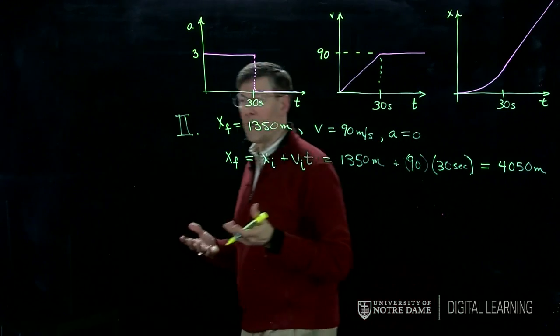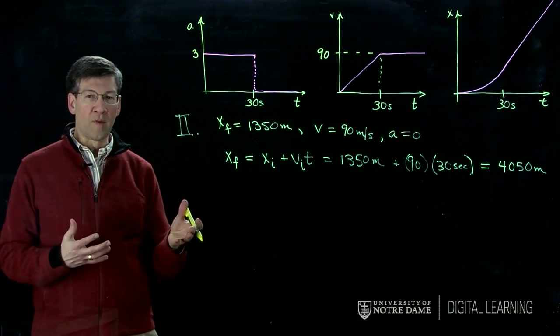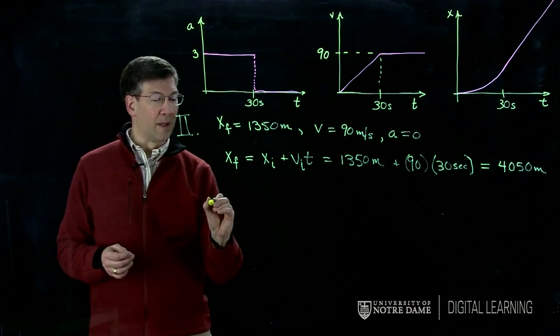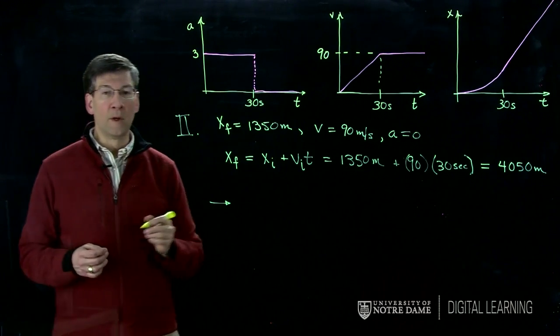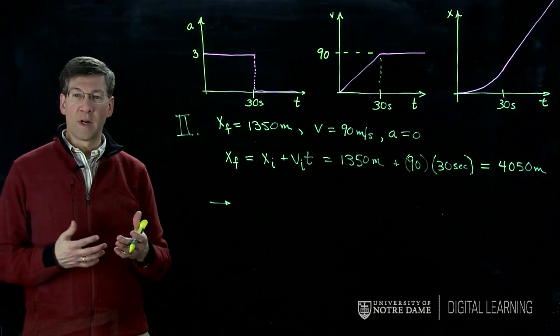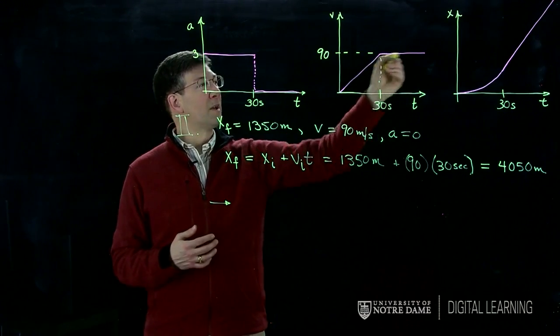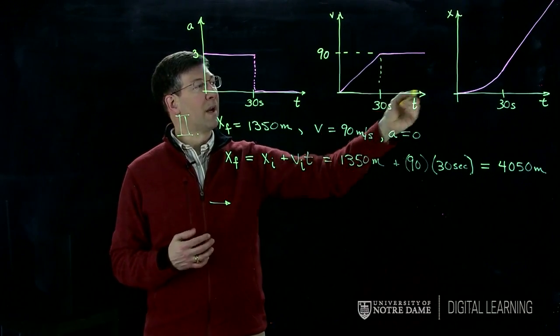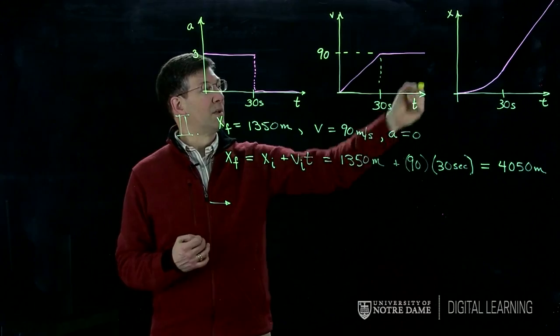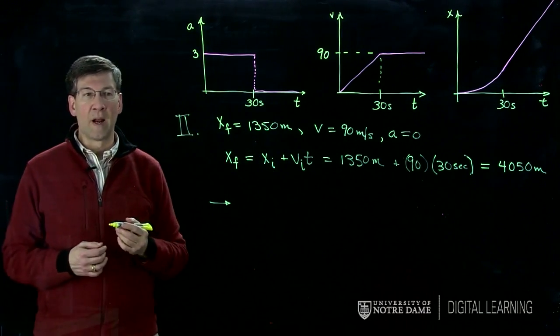So that is actually the answer to the problem. That's the total distance that I've traveled. So that's one way of getting the answer. Another way of getting the answer is, again, we can look at the area under the velocity versus time graph, use that to calculate the area here that tells us how far we go in the second epoch, and then we can add that distance to the original position of 1,350 meters that we had at the start.